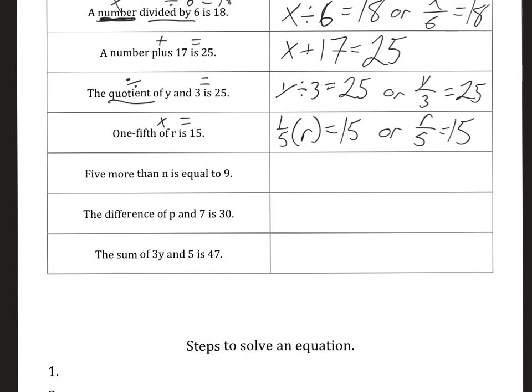Okay, 5 more than n. What do you think more than means? More than means add or multiply? More than means add. So we have 5 plus n equals 9. Perfect. The difference. What do you think difference means? Difference means subtract. So the difference of P and 7, so P minus 7 is 30. And we already said is just means equal sign.